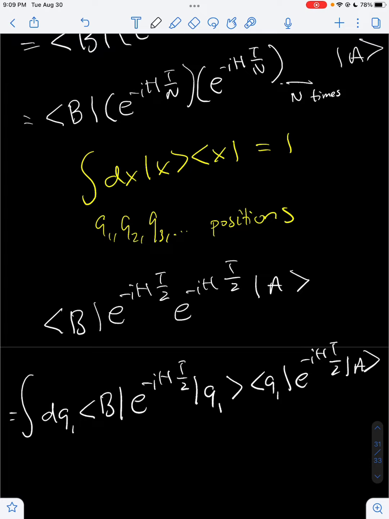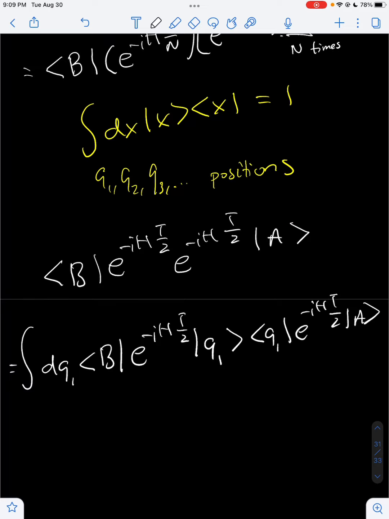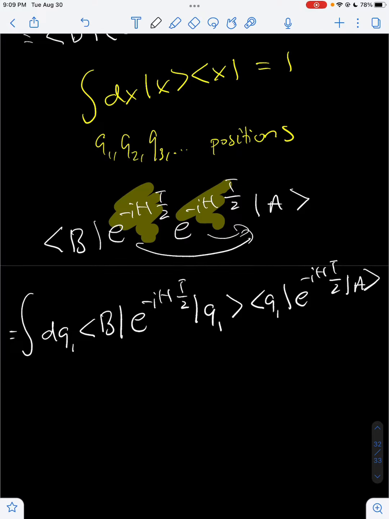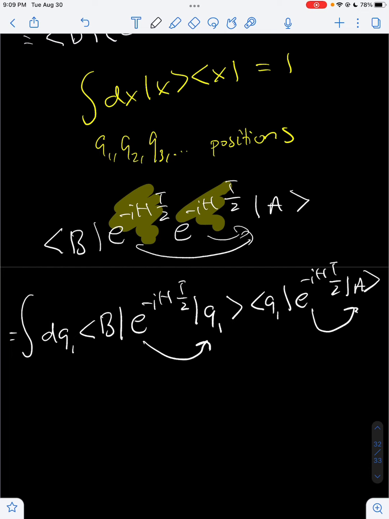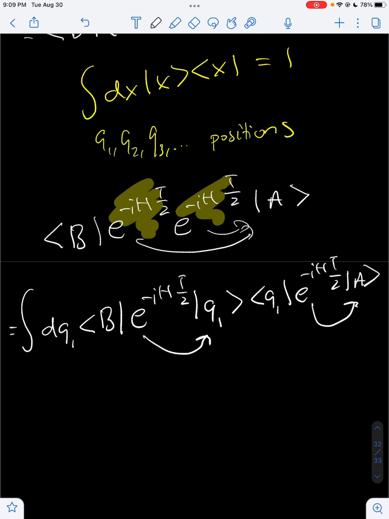So this is what we were trying to do. We had two of these time slices. We don't want both of them to act on A. Like we can do that, but A doesn't deserve all that attention. Instead, it's nicer to have each one of these act on some state. So when we added in an extra position, it's natural. Like this, each of these time factors can act on their own ket, basically.